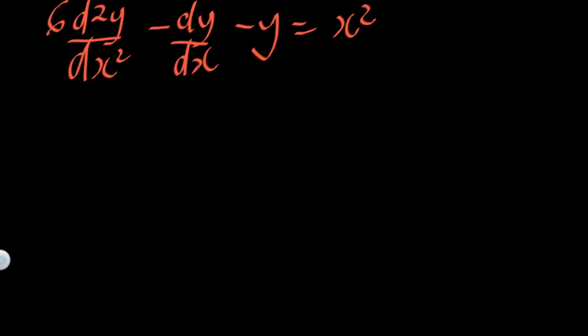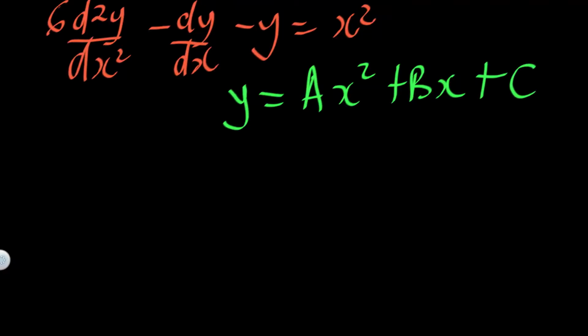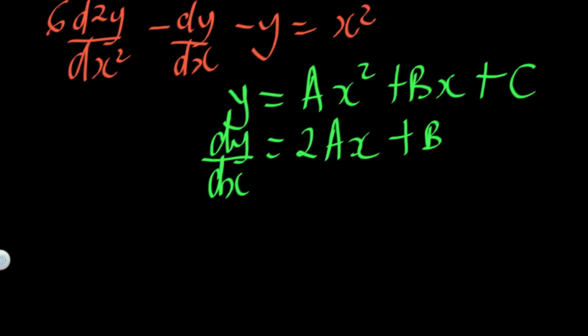So I can say our particular integral is in the form y equals ax squared plus bx plus c. This is the general form of a quadratic equation. Now, I have to find dy/dx. From here, dy/dx is 2ax plus b. This is my dy/dx, 2ax plus b.